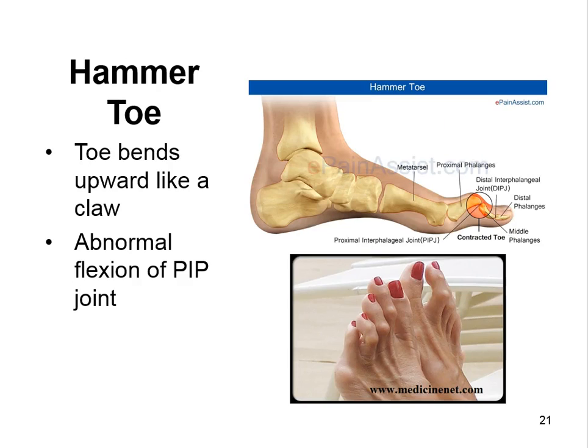A hammertoe. The toes bend upward like a claw. Abnormal flexion of the proximal interphalangeal joint. Right in here, you see how this joint kind of goes up? That's the proximal interphalangeal joint right there.